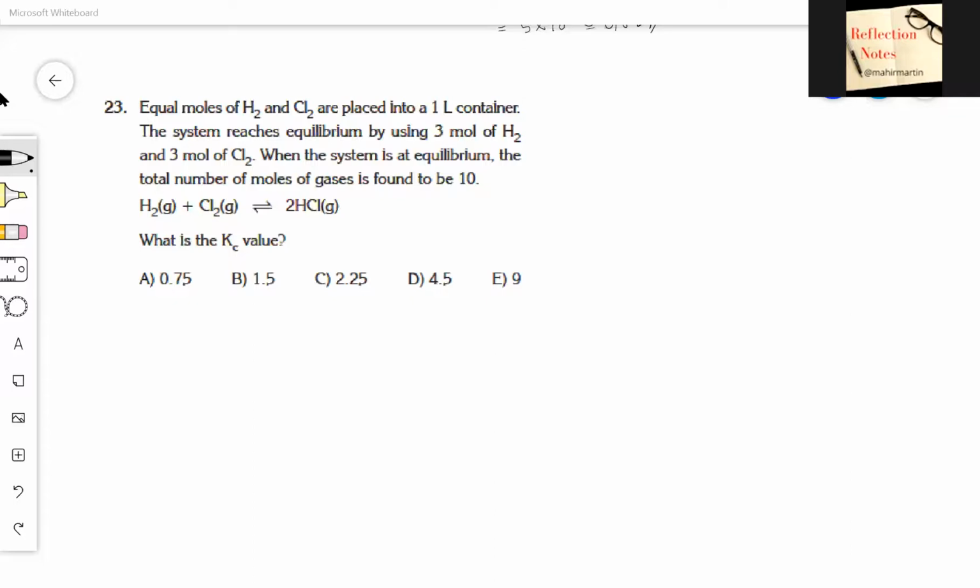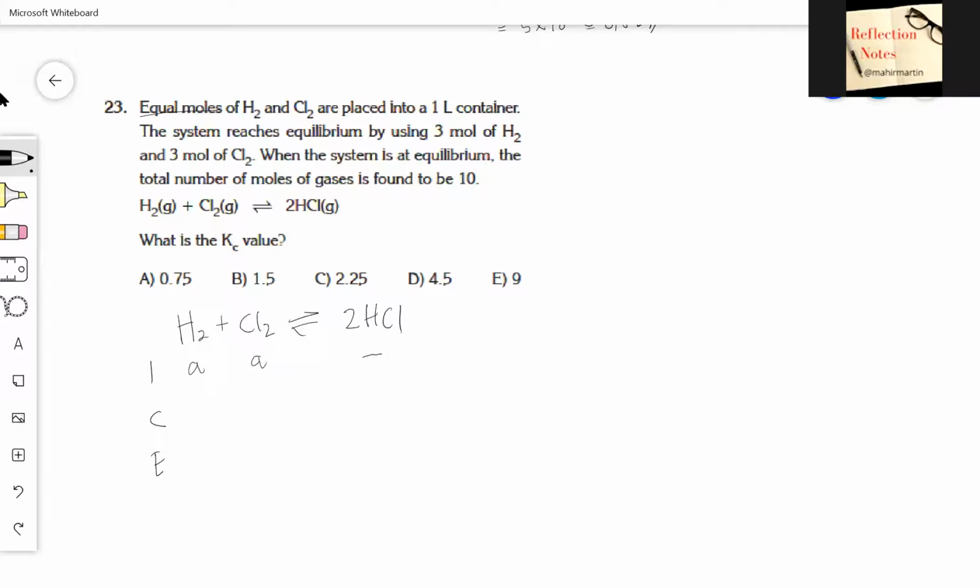Equal moles of H2 and Cl2 are placed in a 1 liter container, and the system reach equilibrium by using 3 mole of hydrogen, 3 mole of chlorine. When the system is at equilibrium, the total number of moles of gases is found to be 10. Okay, what is the Kc value? All right, here we are going to write the ICE, H2 plus Cl2 gives 2HCl. Equal moles of H2 and Cl2 initially, but we don't know how many mole. Let's say that it is A mole here and A mole here, because it is equal. And in the product, we don't have product at the beginning.